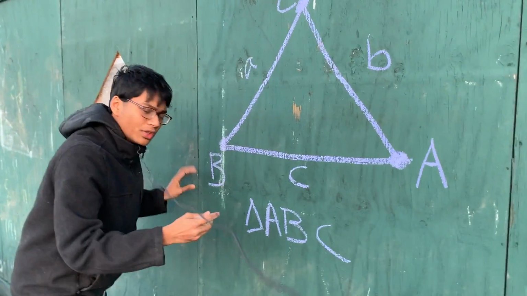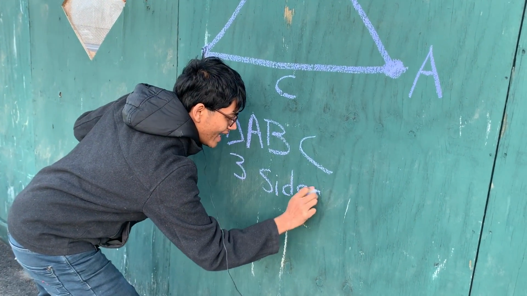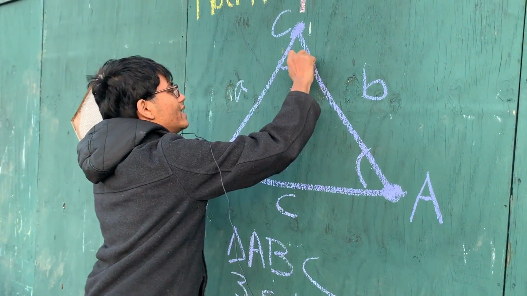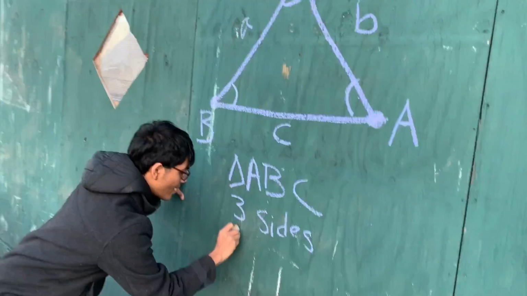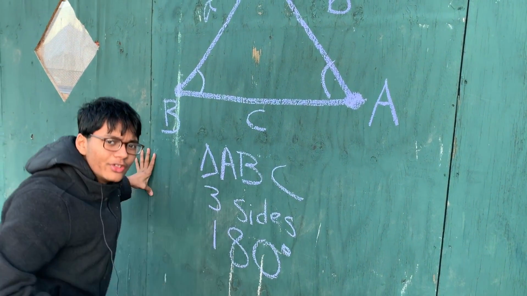Now, a triangle, you already know, has three sides, but it also has three angles, right? One angle here, and one angle here. And all of these angles add up to a total of 180 degrees, folks. And that's all you need to know for a triangle.